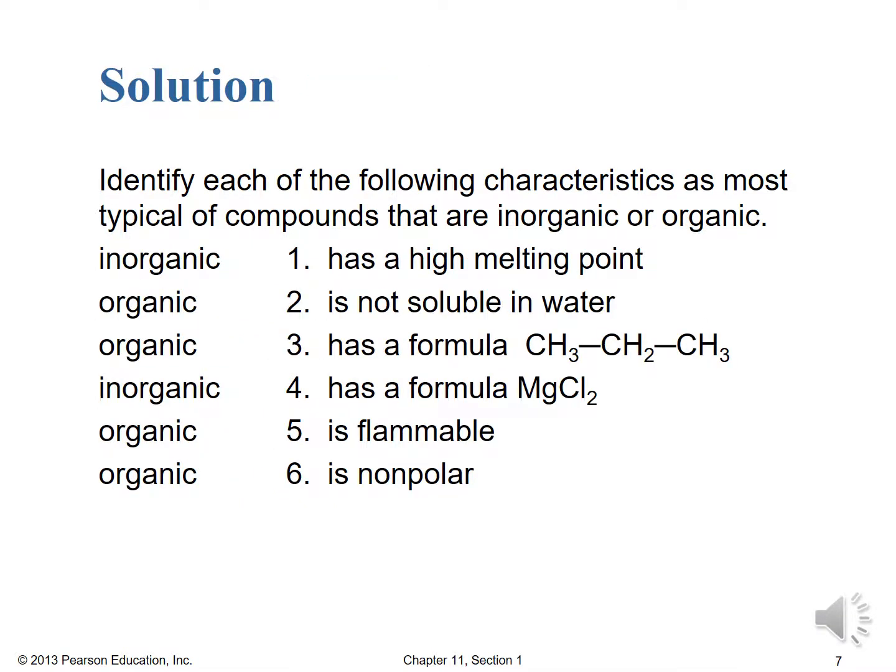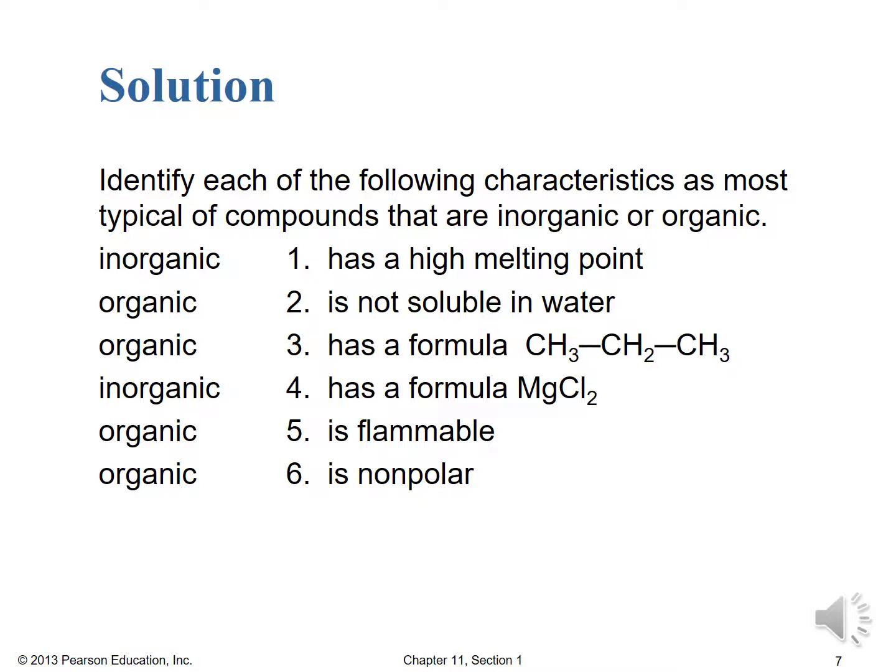Okay, so hopefully you did very well here. Looking at each of these, I spelled out the whole word just so there was no confusion, but like I said, if you did an I or an O to distinguish, that would be great. So for number 1, hopefully you went with inorganic, has a high melting point. Now there are some organics that have relatively high melting points, and there are some inorganics that have relatively low melting points, but by and large, the inorganics tend to have the high melting points.